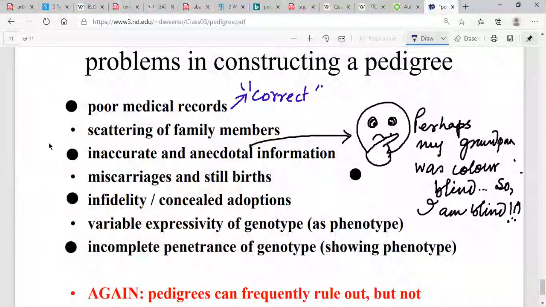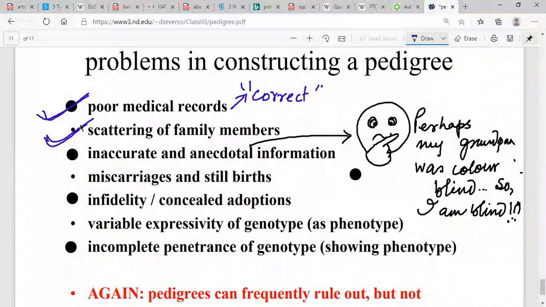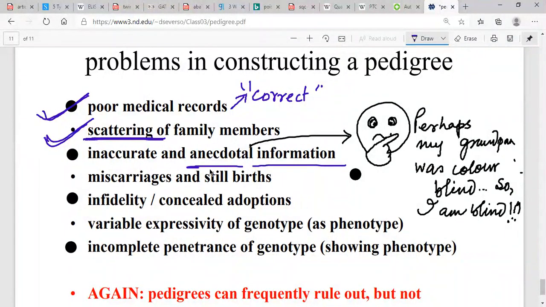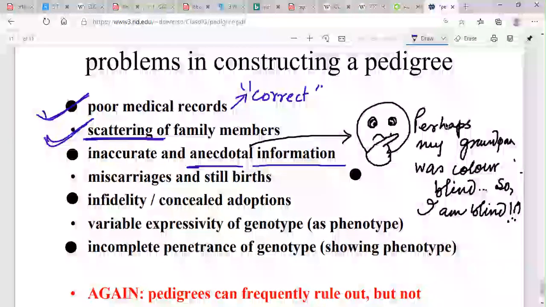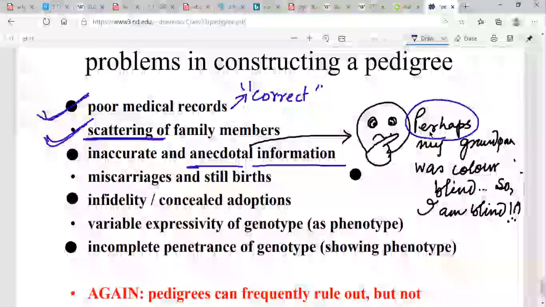Scattering of family members: many family members are scattered abroad or in different places in India. Even in space they are scattering. So you cannot gather the proper family offspring number. Another problem is inaccurate anecdotal information. Anecdotal means, suppose you are saying, perhaps my grandfather was color blind, so I am blind. This kind of irrelevant and baseless information you are gathering; you cannot use the word perhaps. You have to be confirmed and it should be research based.